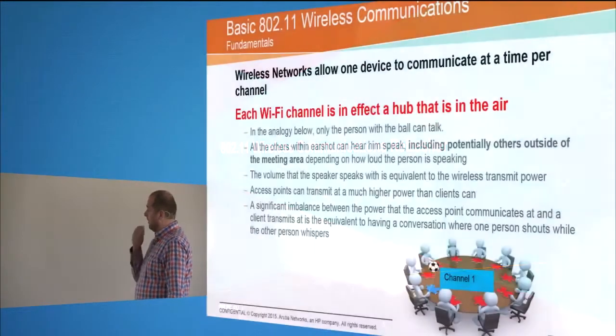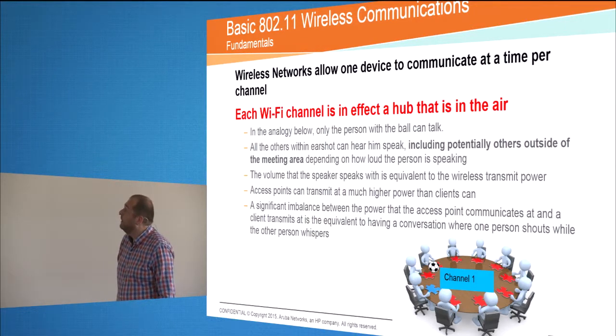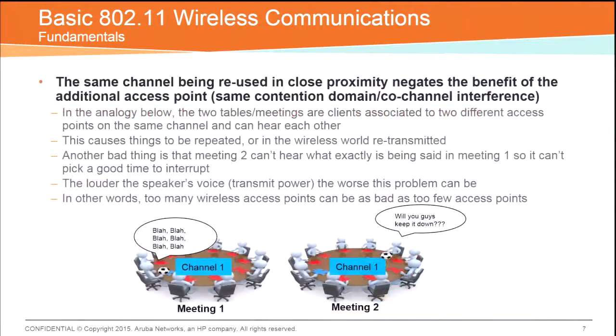One thing to take into account when talking about roaming is that the air channel where the client is, is like a hub. One can be speaking, and all the others can hear it, like the old coax Ethernet and the old hubs. That's how Wi-Fi works. That means that when we have two tables of people talking, they will hear each other, and they can't communicate at the same time.